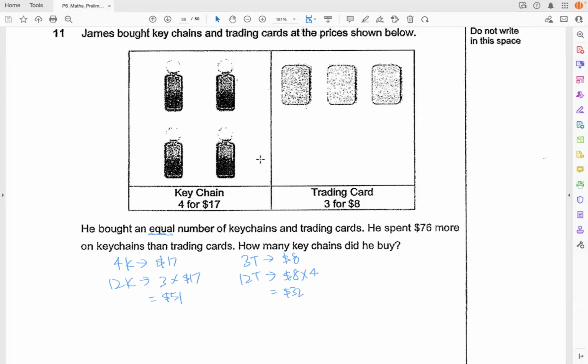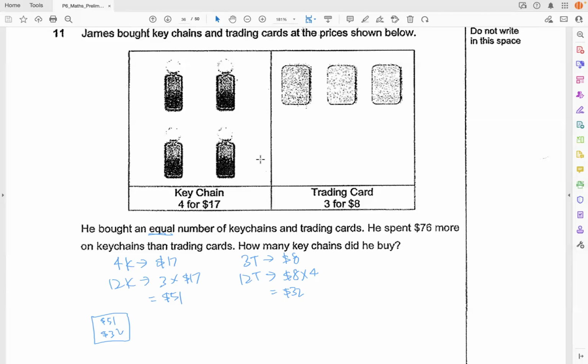Okay. Now, so this is the minimum he has to buy. One group, which is 51. Minimum is one group. He's going to buy in groups like this. Every group costing how much? 51 plus 32, right?